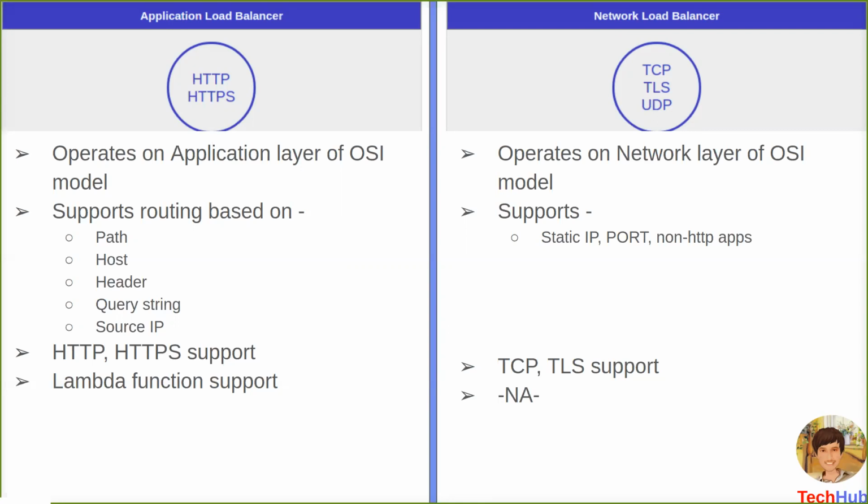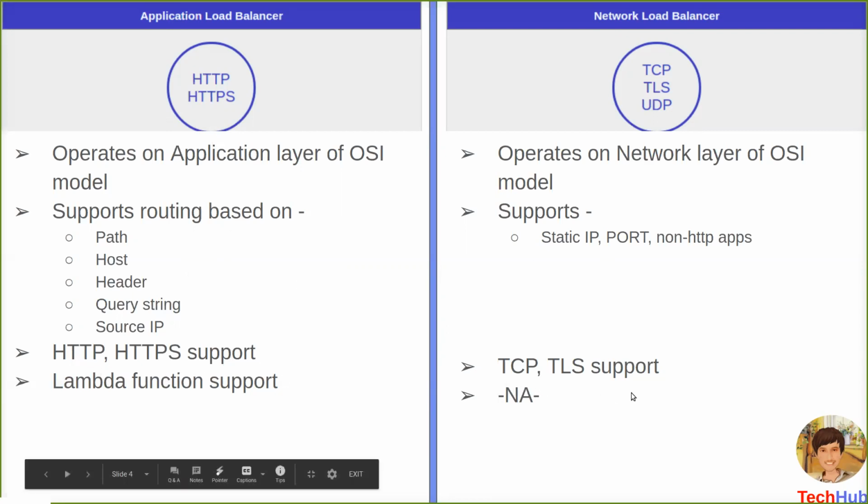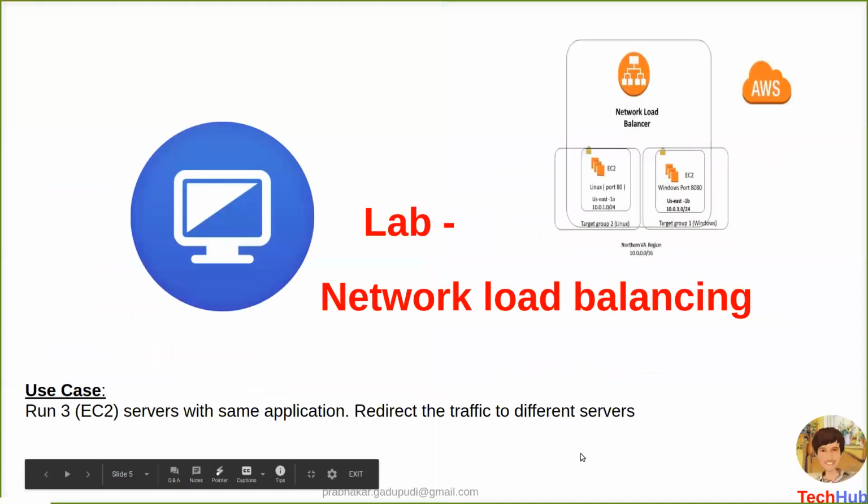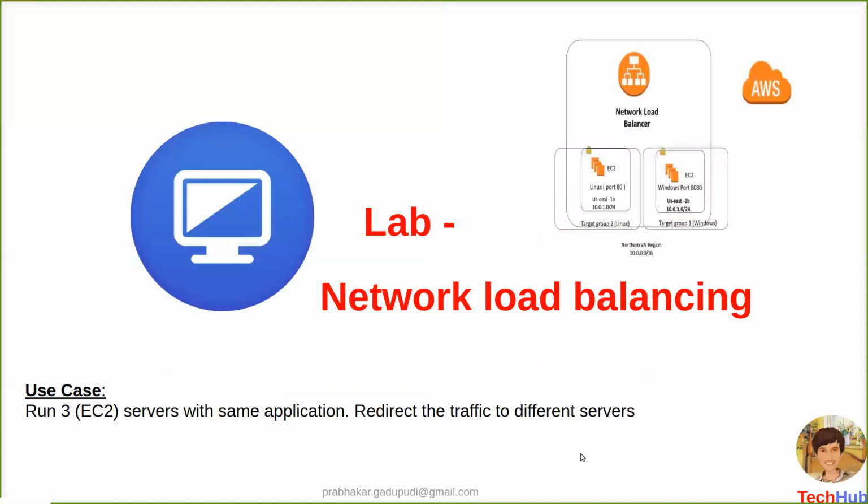So we can configure an application load balancer at the application level, and the network load balancer is more for the machine level. As I said, the application load balancer supports HTTPS, and the network load balancer supports TCP, TLS and UDP. The application load balancer also has Lambda function support, which is not available in the network load balancer. Let's go ahead and check how to set up and configure a network load balancer.